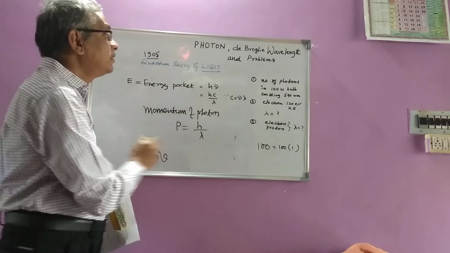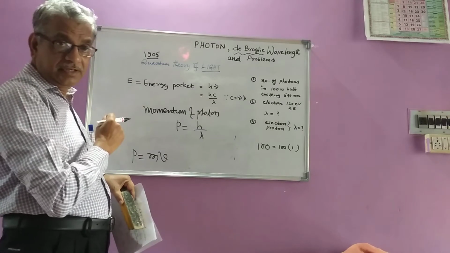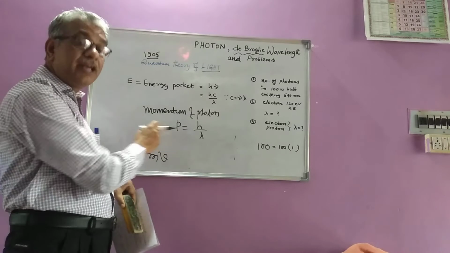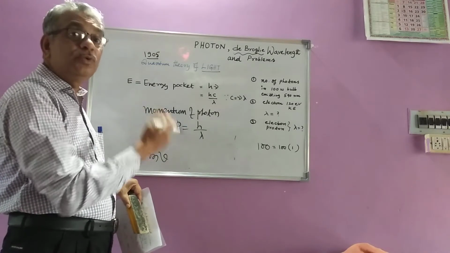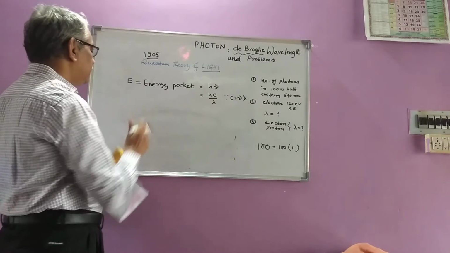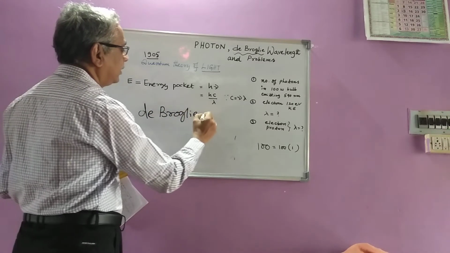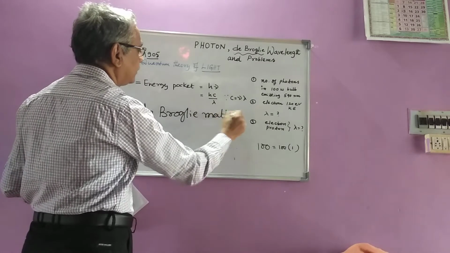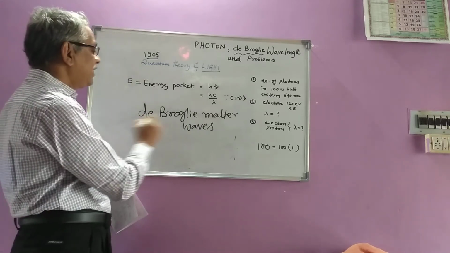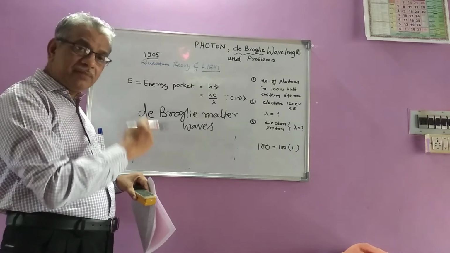And this is the idea de Broglie got in 1924. He was a French physicist. He got the idea that even matter can move like a wave. Electron can move like a wave. That is where the birth of de Broglie matter waves started. So de Broglie got the idea of matter waves because a photon's momentum can be calculated.